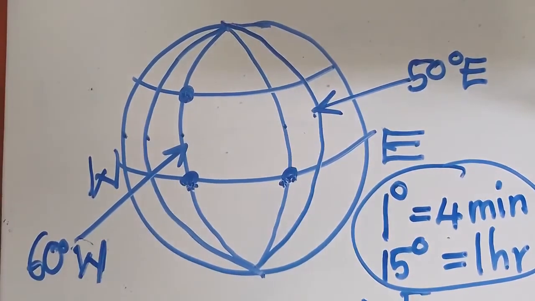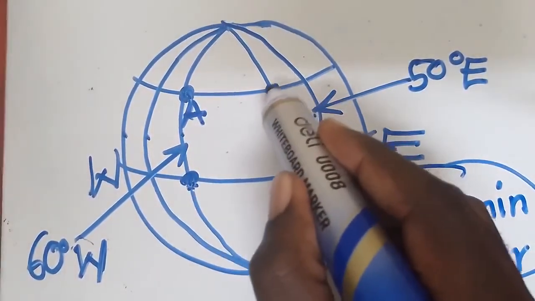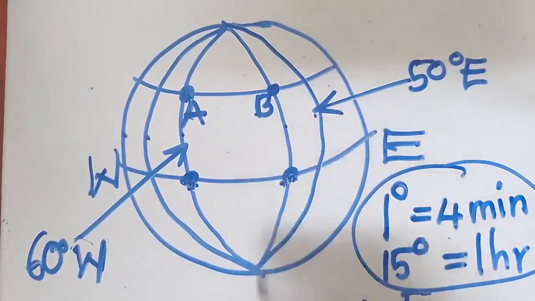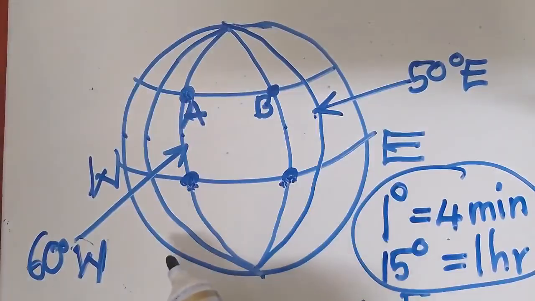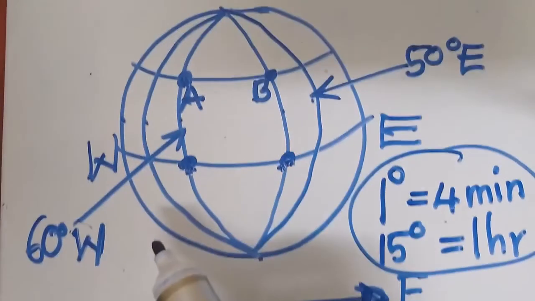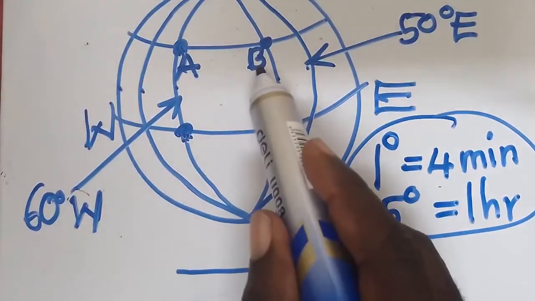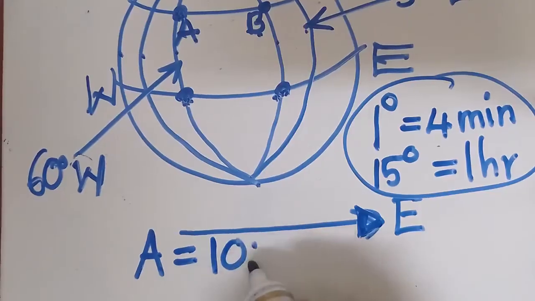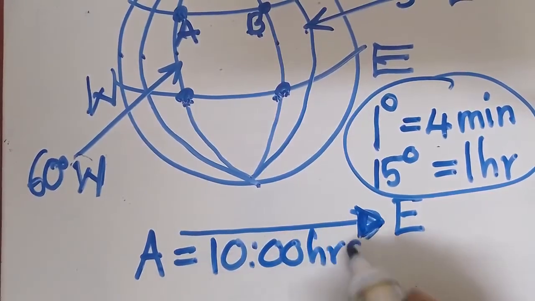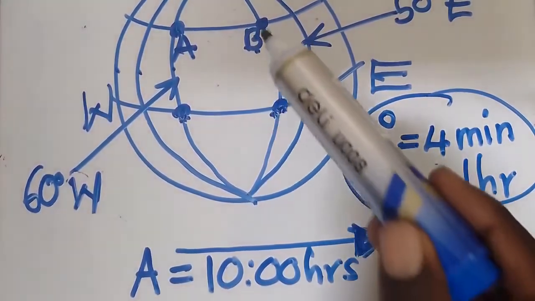So if this is A, have you seen, this is point A? This is point what? Point B. Have you seen? So that is point A, that is point B. Then you are told to calculate the time that is at B. So you want to calculate the time at B. If the time at A is 10 hours, then you are told to calculate the time that is at B.